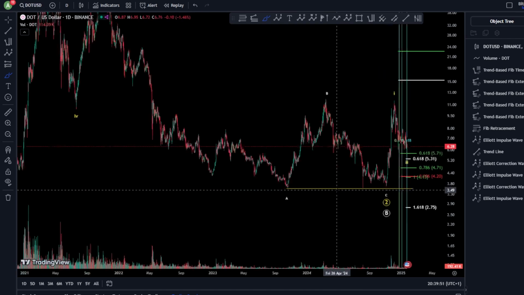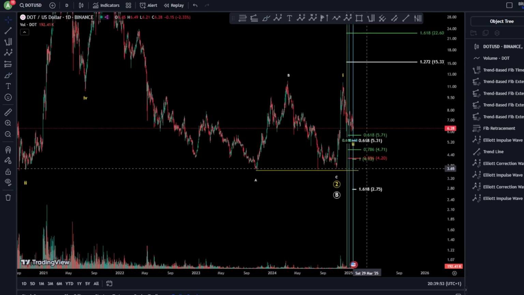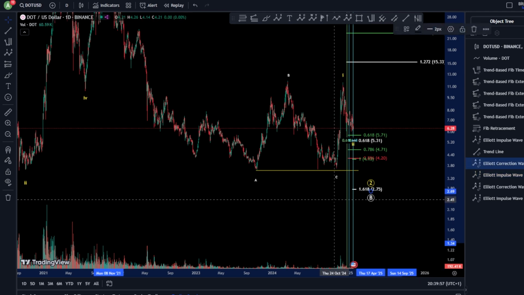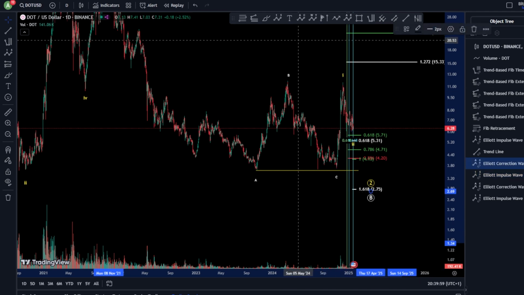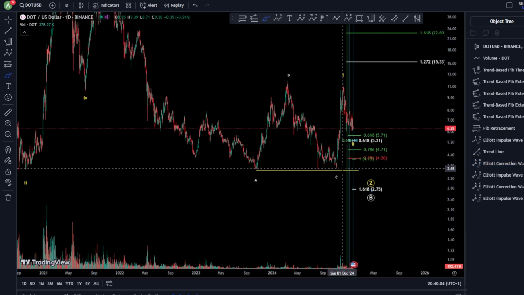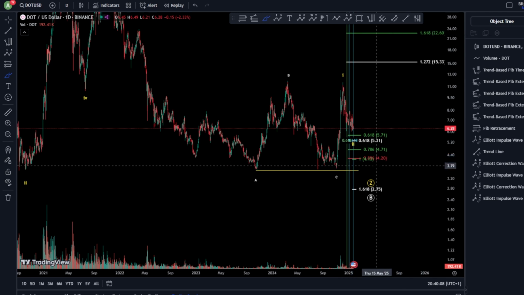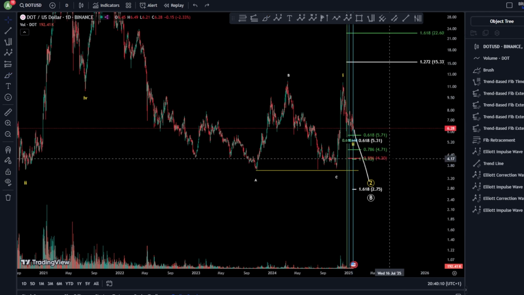So maybe the probability will become higher that we did not finish wave 2 yet, or wave B. So lower prices, we might even break this and move toward the downside, only if we break the 0.886 first. So that was it for Polkadot.